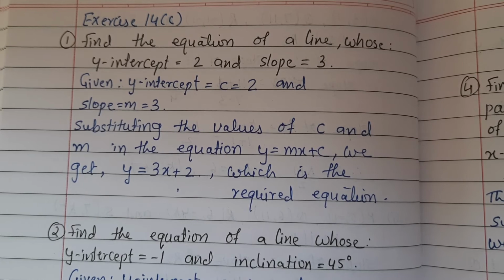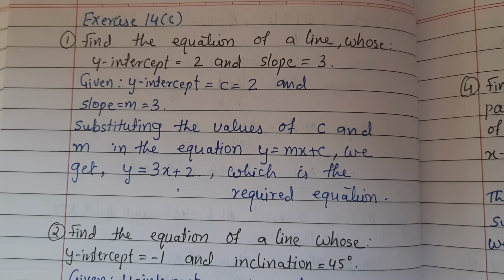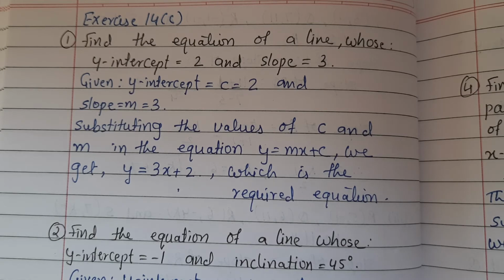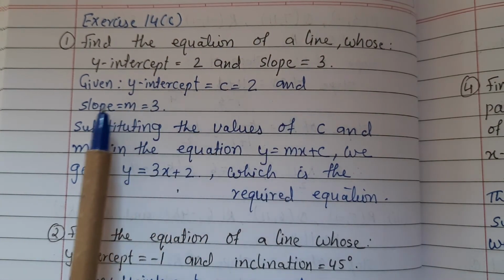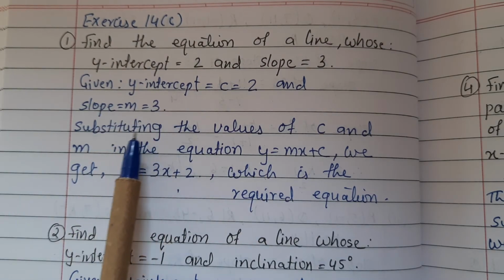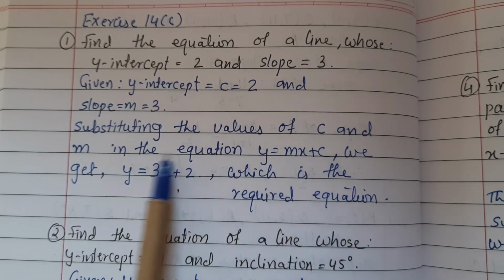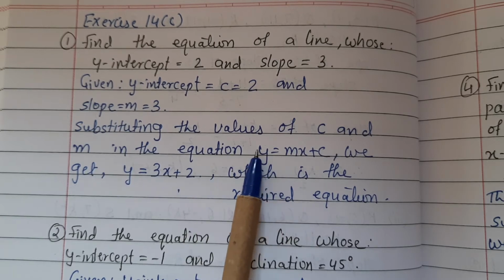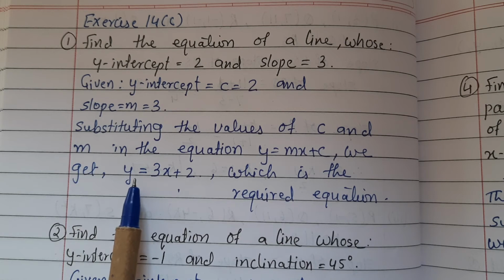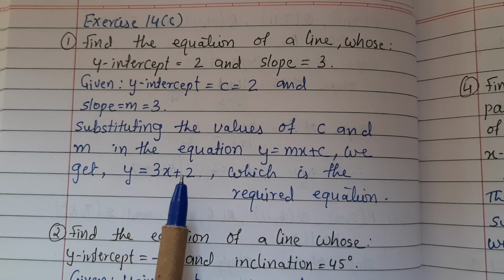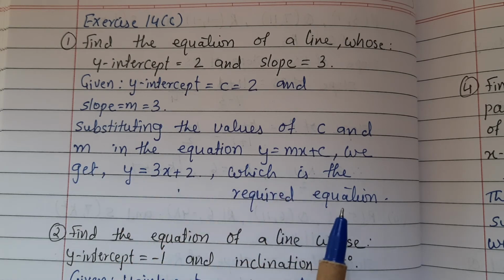Exercise 4C, first sum. Find the equation of the line whose y-intercept is 2 and slope equal to 3. Given y-intercept c equal to 2 and slope m equal to 3. Substituting the values of c and m in the equation y equal to mx plus c, we get y equal to 3x plus 2, which is the required equation.